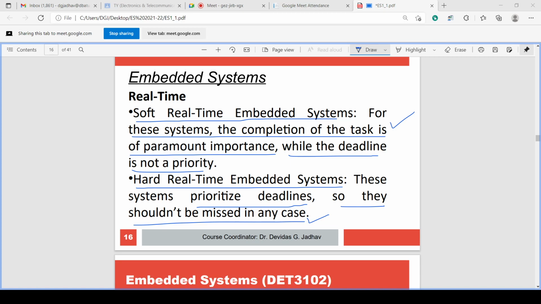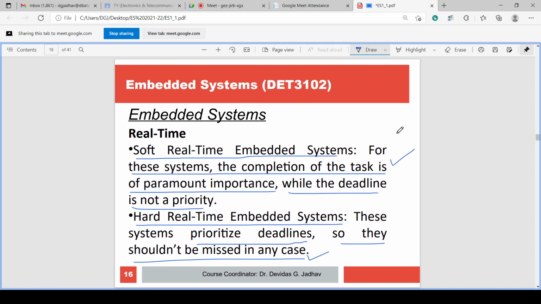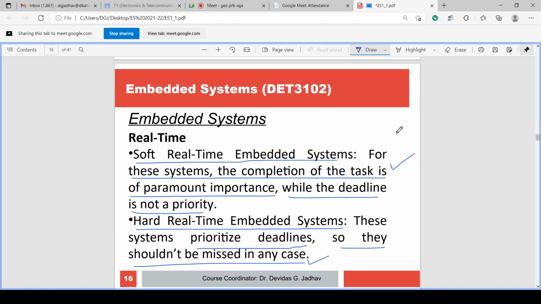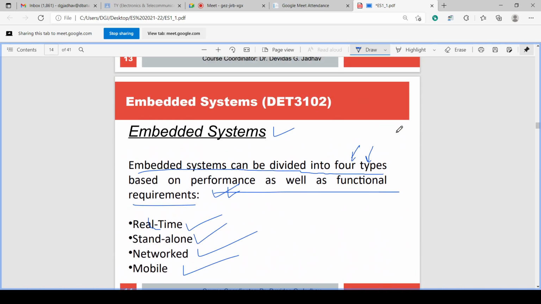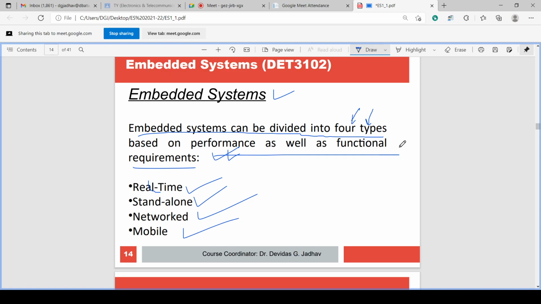So these are the two subtypes of real-time embedded system. What are the total basic four types of embedded system? That is the real-time embedded system, standalone embedded system, network embedded system, and mobile embedded system. The name itself tells you what type of embedded system it is. Real-time will work in real time, standalone will work standalone with no time reference. Network means it is connected to a network. Mobile means it is a handheld device, possible to take anywhere.